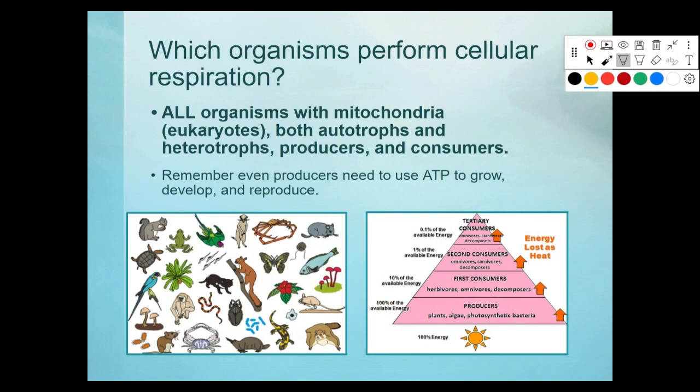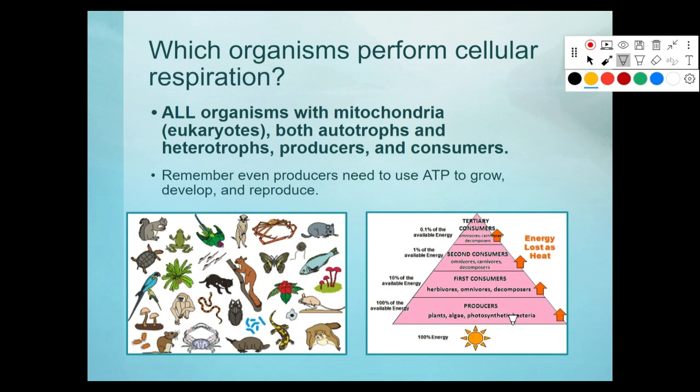So, which organisms perform cellular respiration? Basically, it's all the organisms with mitochondria, which are going to be eukaryotes, right? Both autotrophs and heterotrophs, producers and consumers, they have mitochondria, right? Plants have mitochondria and chloroplasts. We only have mitochondria. Remember, even producers need to use ATP to grow, develop, and reproduce, right? So don't think again that just because they're green, they don't have mitochondria. They also need mitochondria, right? And again, we've evolved to get our sugars by eating either plants or animals that have already made that sugar.